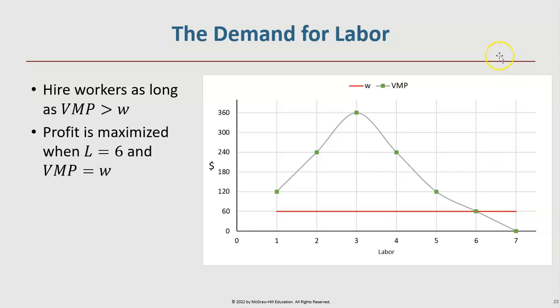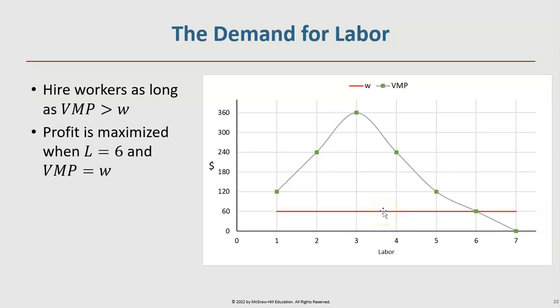So the value of the marginal product, I've graphed it now. I've multiplied the marginal product of labor by the price of 12. You can see that as long as the value of the marginal product of labor is greater than the wage rate, which in this question is $60, then our additional revenues are greater than our additional cost.